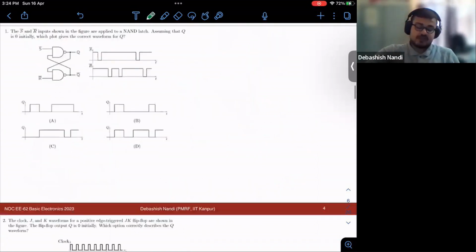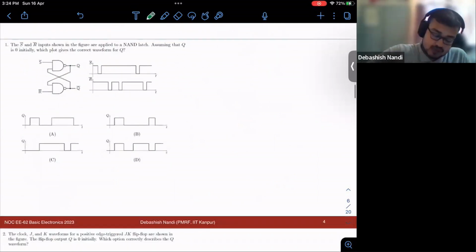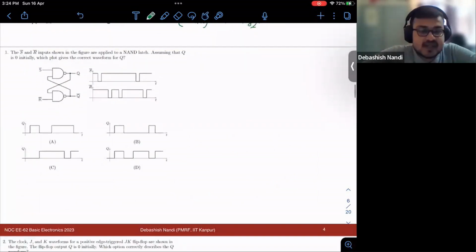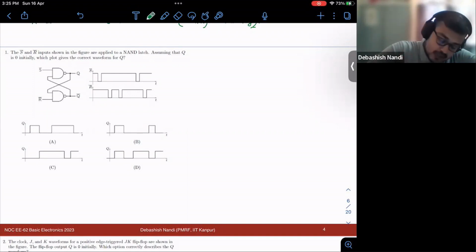Now let us go to the first problem. So what does it say? It says that the S bar and R bar inputs shown in the figure are applied to a NAND latch. Assume that Q is 0 initially. What is the plot? Which plot gives the correct waveform of Q? Fine.